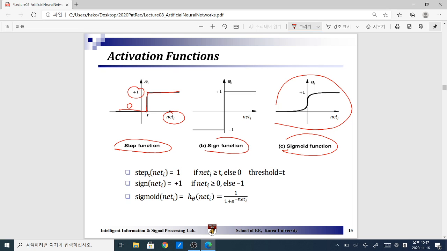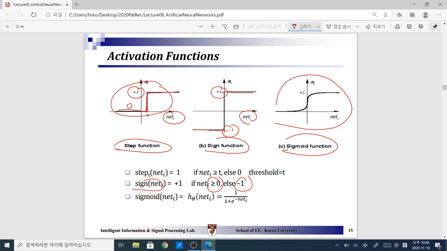And for the sign function, the activation would be that if the net value is greater than or equal to 0, then it's going to be +1. Otherwise, it's going to be -1. So this one here is bipolar, +1 and -1. This one is unipolar. This one here is also unipolar.